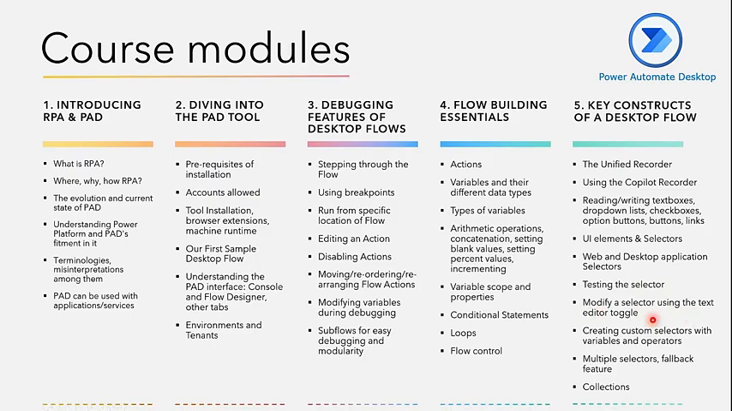Modify a selector using the text editor toggle. Since the selector that is given default by the tool, in some cases they won't work, so you'll have to modify it or even create custom selectors with the help of variables and different available operators. We will see which operators are available in the PAD tool, creating multiple selectors and a feature of fallback mechanism. Then we sum this module up with something called as collections. This collection is not the collection of Blue Prism. It's a different feature that is related to UI elements and selectors. I'll be showing that in the course.